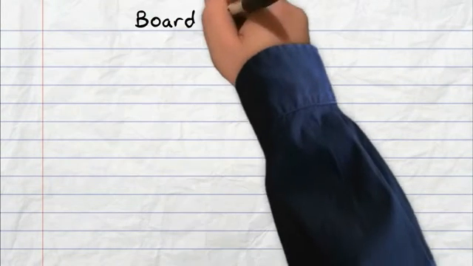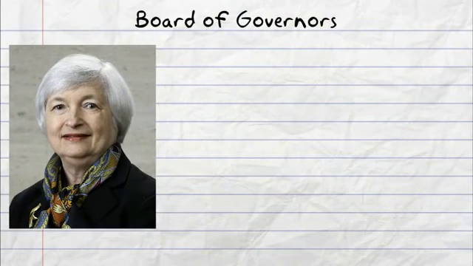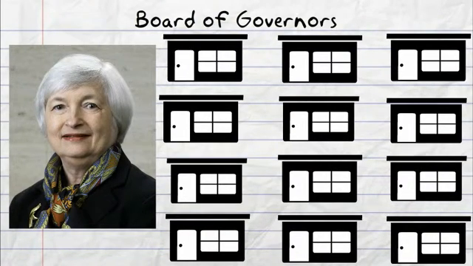The first branch of the Fed is known as the Board of Governors. Chaired by Janet L. Yellen, the Board of Governors supervises the 12 regional reserve banks and helps decide monetary policy. Some examples of monetary policy include the buying and selling of federal bonds.